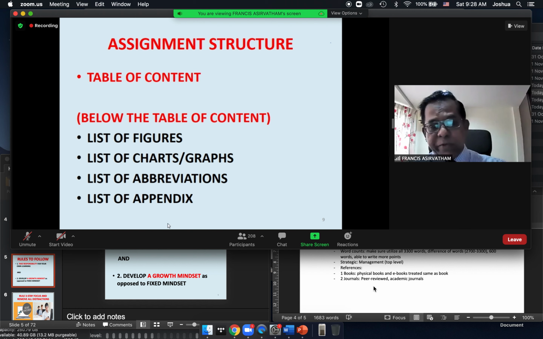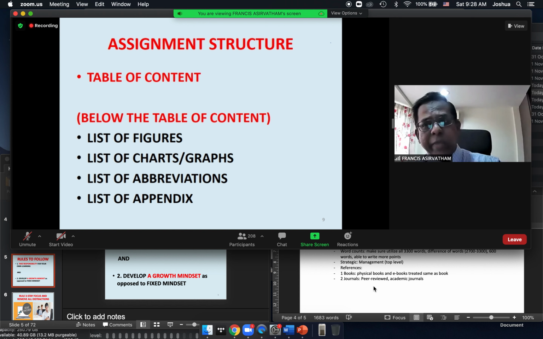List of abbreviation. You write there Sindrian Berhad, our companies all are Berhad. There are many abbreviations you can use, so you can have a list of abbreviation. And list of appendix. If you have more than one attachment to it, you can have that.